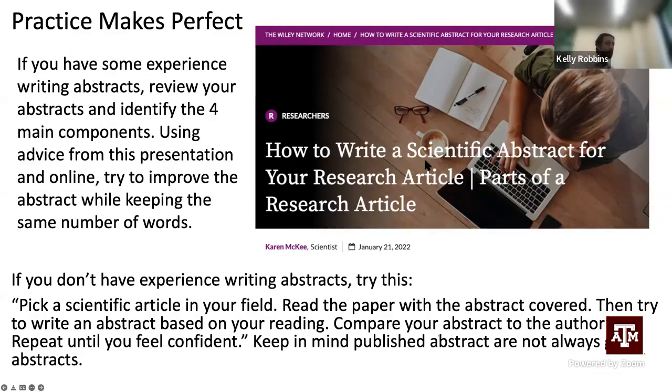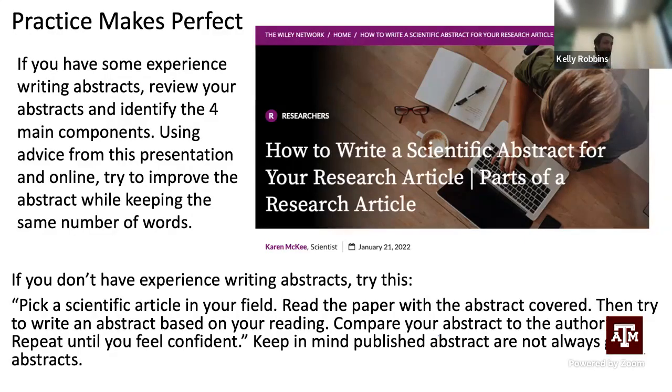Pick a scientific article in your field and read the paper with the abstract covered, right? So just take an article that's in your field, completely ignore the abstract, don't look at it at all, read the paper, then try and write your own abstract for that paper based on what you've read. And then after you've written your abstract, you can start to compare it to the authors'. This is a process that you can repeat until you feel like you're doing a pretty good job of summarizing a paper.